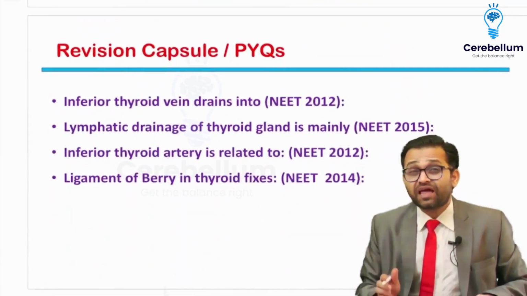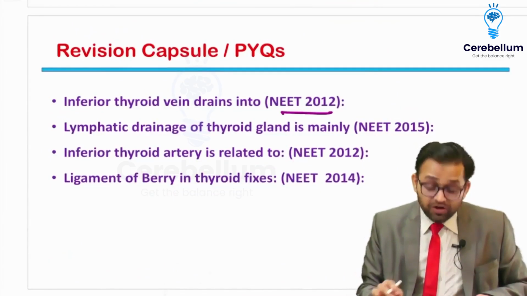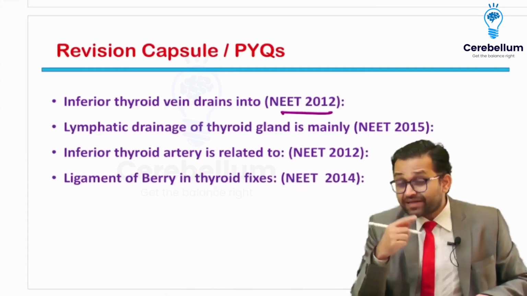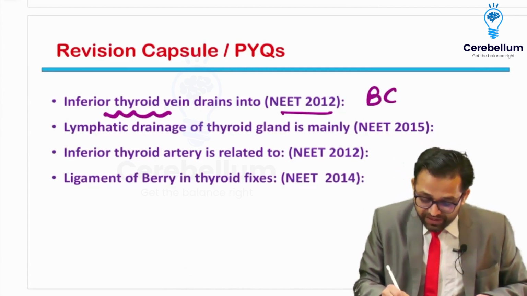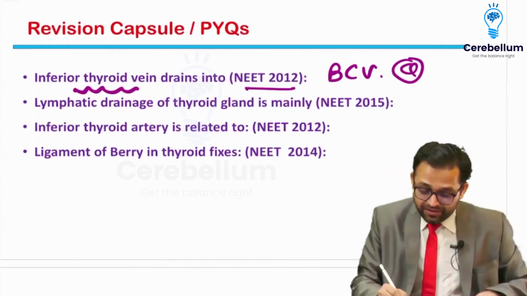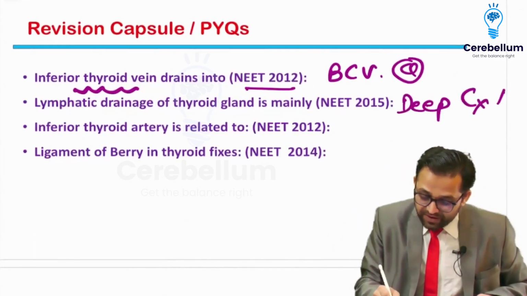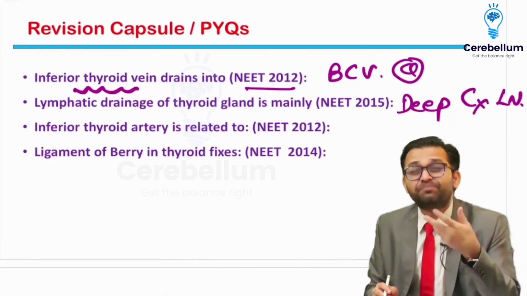The inferior thyroid vein drains into, a NEET PG 2012 question. Remember, all the thyroid veins drain into the internal jugular vein except the inferior thyroid vein, which drains into the brachiocephalic vein. MCQ: lymphatic drainage of the thyroid gland, mainly, one single best answer, deep cervical lymph node. Otherwise, if specified, then you can say pretracheal, paratracheal, prelaryngeal lymph nodes.